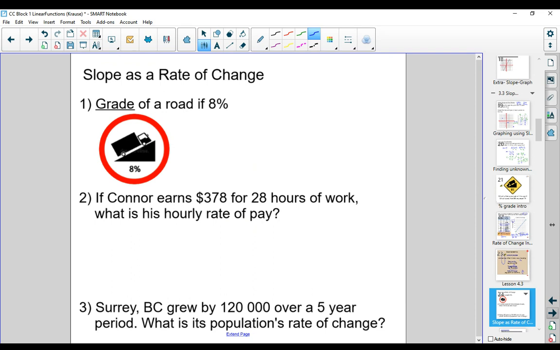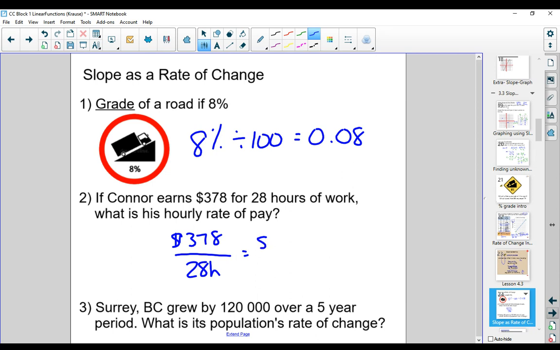So if I want to express slope as a rate of change, again, one way is grade. So 8% slope, 8% slope divided by 100 would be a slope of 0.08. If Connor earns $378 for 28 hours of work, this would be $378 divided by 28 hours, which would be $13.50 an hour. Now we could also say 28 hours over 378, but then our units would be hours per dollar. And that's not realistic when we're talking about an hourly rate of pay.